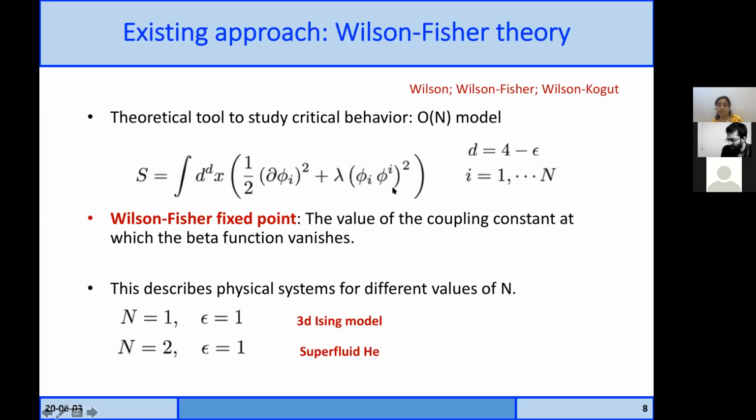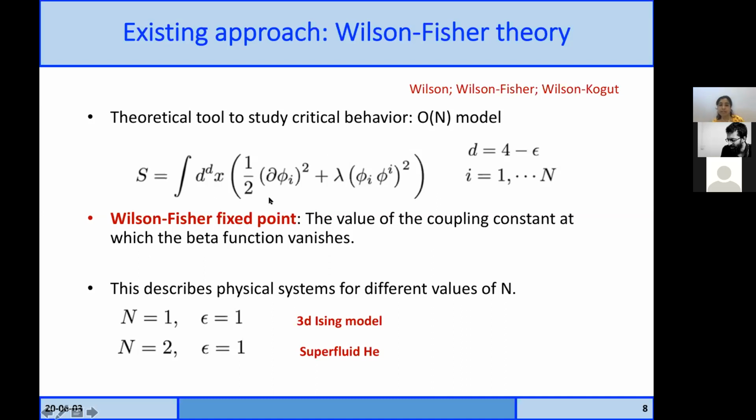Now, it has a Wilson-Fisher fixed point, which means that for a specific value of this coupling, if you compute the beta function of this theory, it vanishes. Vanishing of the beta function implies that the theory is scale invariant, or conformally invariant. So this is what we will discuss now.